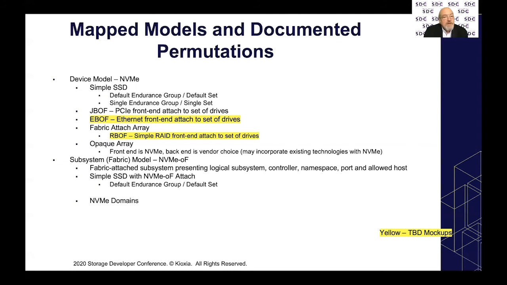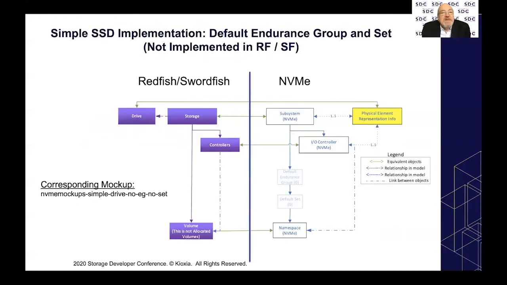We're also dealing with a fabric attached array where we have a simple RAID front end, a simple controller attached to a set of drives. It's able to create and export namespaces attaching to specific hosts. There's other things we'll get to eventually, but these two highlighted ones are what we have for markups today. So a simple SSD implementation would basically have one endurance group by default and one NVM set by default, and perhaps even one NVMe namespace by default.